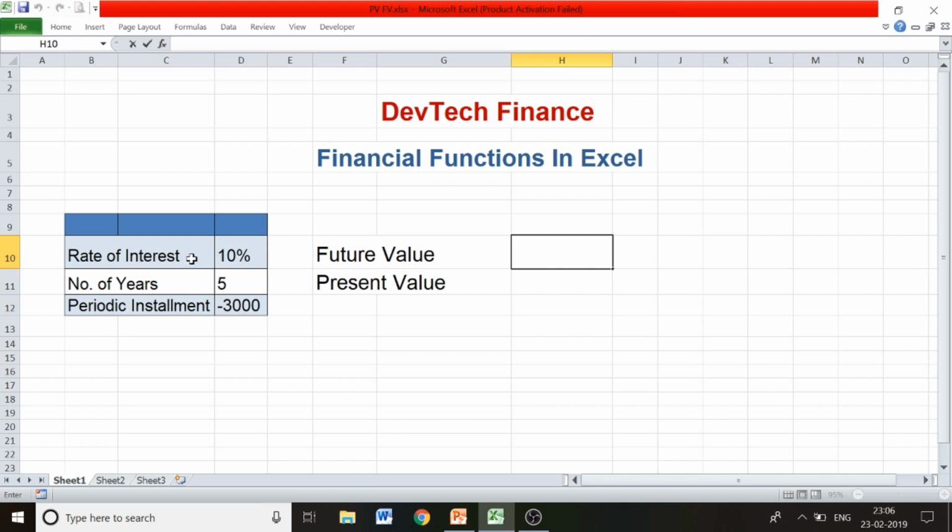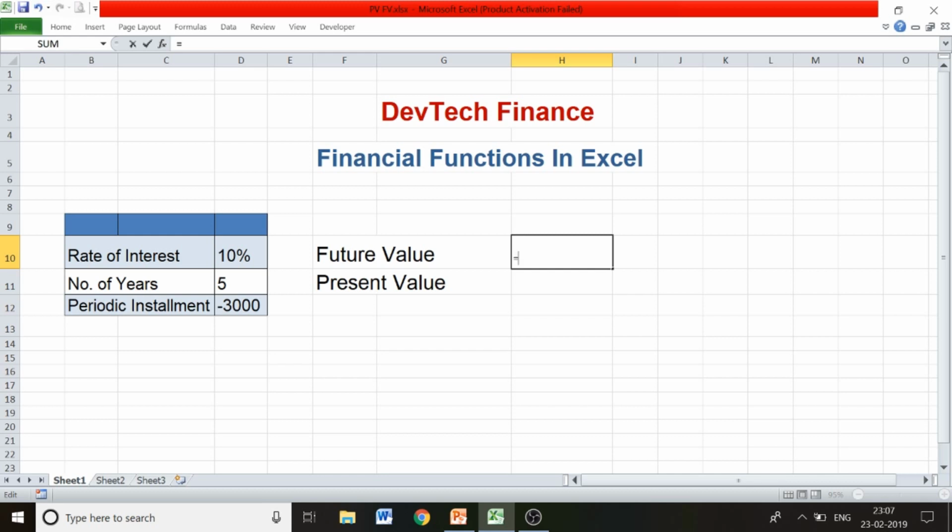We have the rate of interest, which is 10%, the number of years, which is 5, and the periodic installment, which is annual, at 3,000 rupees. So just consider that you are paying 3,000 rupees every year for 5 years, at an interest rate of 10%. How much money would you get after those 5 years, after your installment is completed? To calculate that, we would use the future value function.